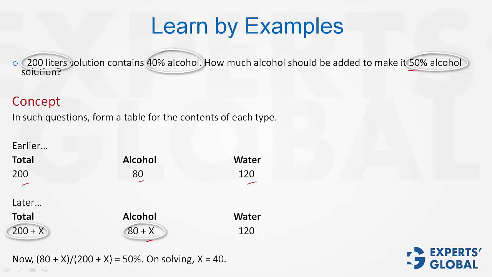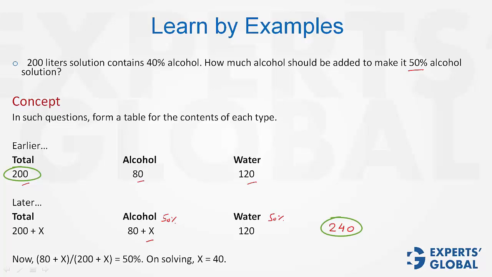A smarter way of doing this can be that if alcohol is 50%, imagine water would also be 50%, and therefore 120 is 50%. Therefore total volume is 240. 200 became 240, and therefore the amount of alcohol added was 240 minus 200 equals 40 liters.